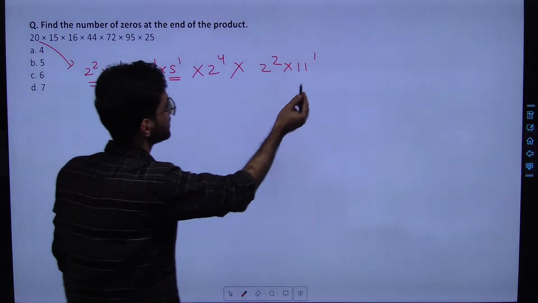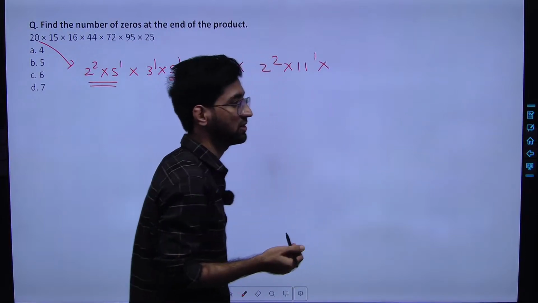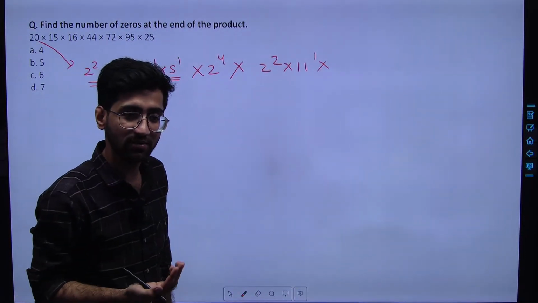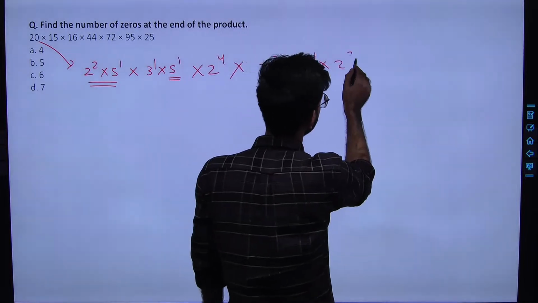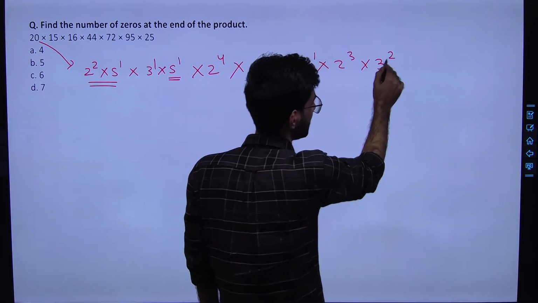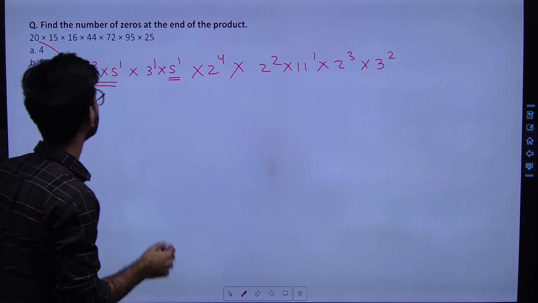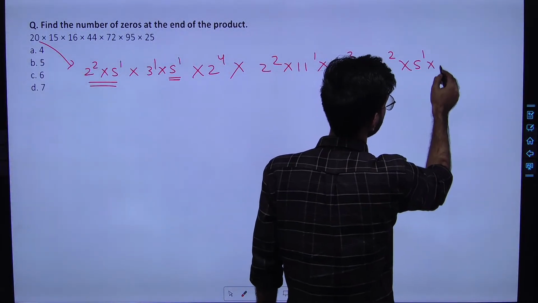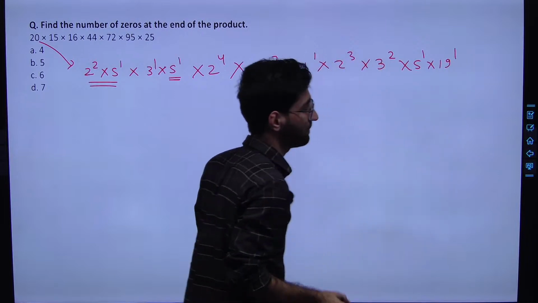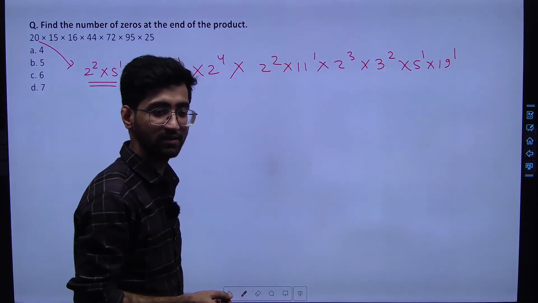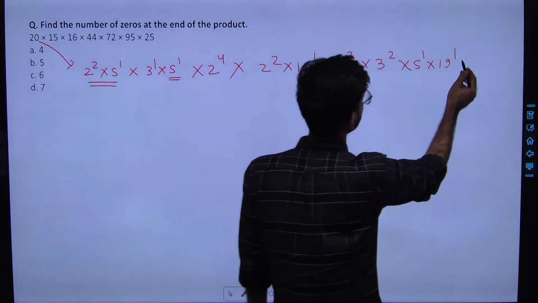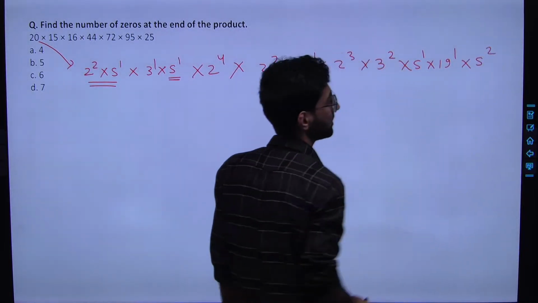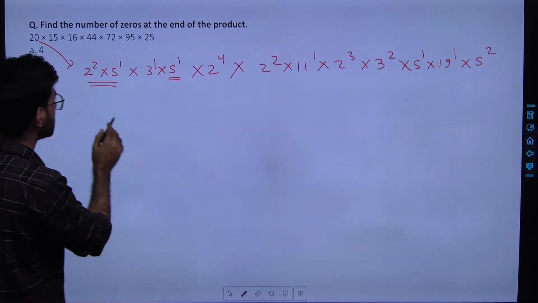Now 72. So you will write 72 is equal to 8 into 9, means 2 cube into 3 square. Although you can skip writing 3 square. Right? Then 95. So basically 5 to the power 1 into 19 to the power 1. You can skip writing 19 to the power 1. Right? Then 25. So 5 to the power 2. Right?